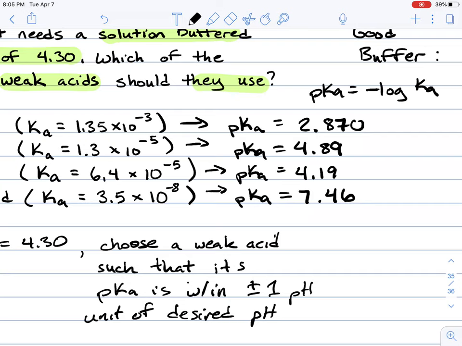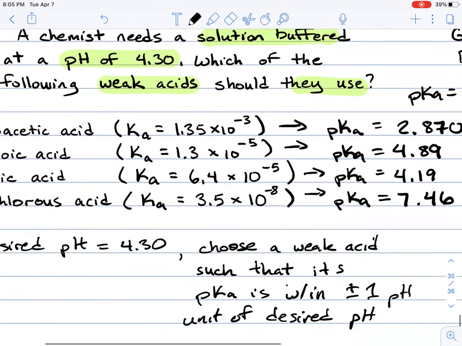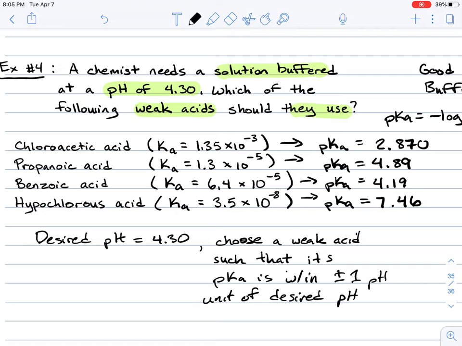Okay. All right, so let's go ahead and look at our results. So the pKa of chloroacetic acid is going to be 2.870. So notice that the desired pH is 4.30. And so 2.870 is not within plus or minus 1 pH unit of what we desire. And so if we use chloroacetic acid, we'll probably have to dump a whole bunch of base to increase its pH from 2.870 to 4.30. And probably there's a point where the system will get overwhelmed and just doesn't become a buffer anymore. And so we don't really want to use the chloroacetic acid.